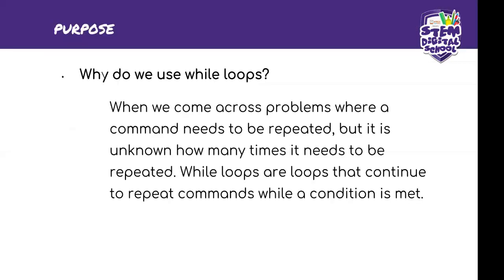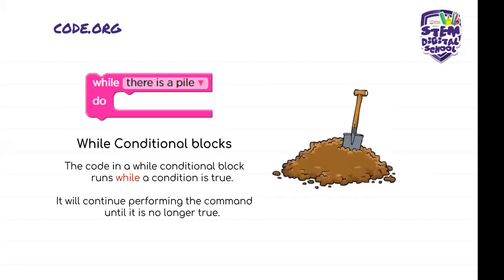And the purpose for a while loop is that when we come across problems where a command needs to be repeated, but it is unknown how many times we need to repeat that command. So while loops are loops that continue to repeat commands while a condition is met. This is what our while loop, or while repeat block, looks like.